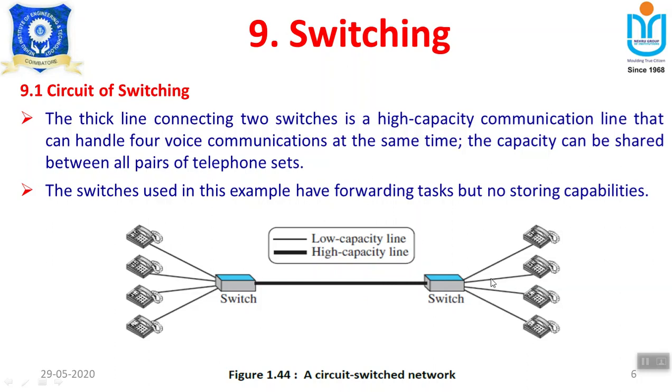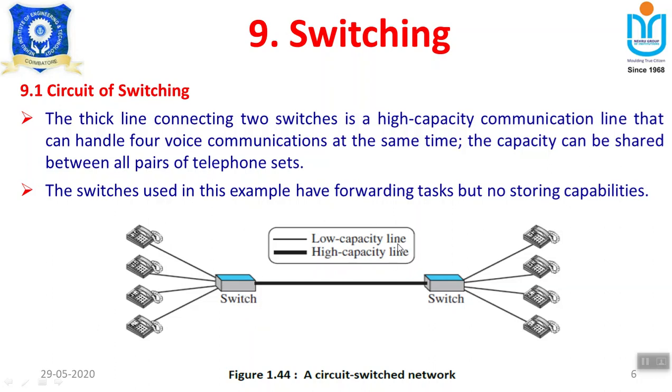So 4 plus 4, 8 telephones can share this communication medium. The switches used in this example have a forwarding task but no storing capabilities. See, that is a disadvantage of circuit switching. Here, whatever information emerges from this telephone, the switch will forward. It cannot store any information at a particular period of time. So that is a disadvantage of this circuit switching network.